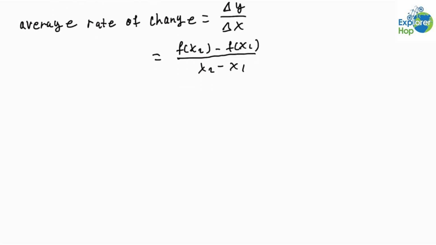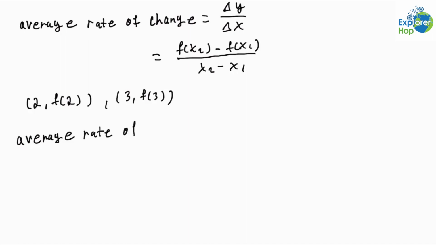So in this case, we want to find the average rate of change between the 2 points, 2, f of 2 and 3, f of 3. And so the average rate of change in this case is therefore going to be equal to f of 3 minus f of 2 over 3 minus 2.